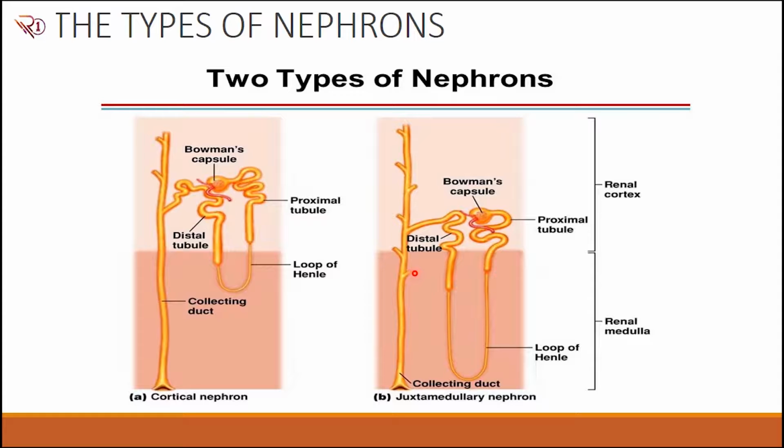And we have 85% of our nephrons being in the cortex and 15 or 10% being the juxtamedullary, and then the remaining 5, if it is there, being the subcapsular nephrons. So basically that is what it is all about.